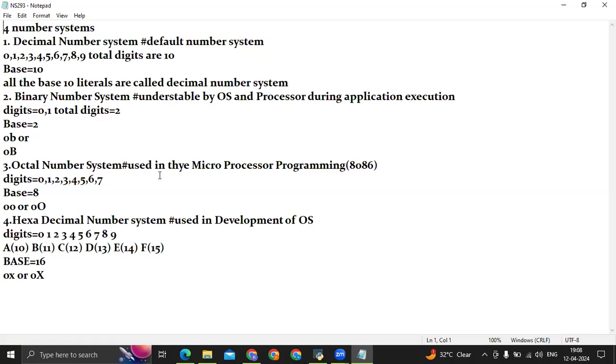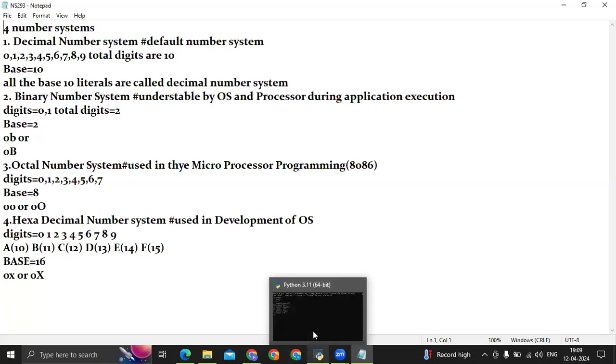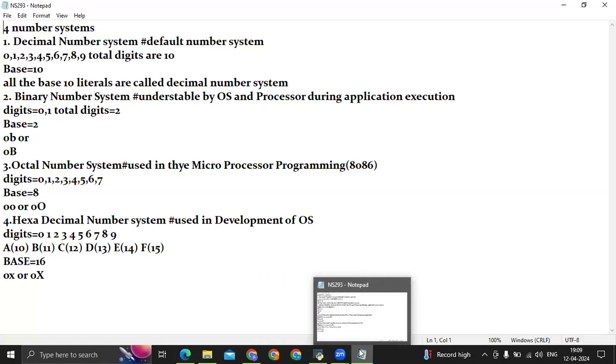The octal number system is used in microprocessor programming. Digits are 0 to 7, so its base is 8. It is identified by 0o, in lowercase or uppercase. The hexadecimal number system is developed for the OS. Digits are 0 to 9, then A is the 10th digit, B is 11th, C is 12th, D is 13th, E is 14th, and F is 15th, so it has base 16. To identify it, we use 0x, in lowercase or uppercase.